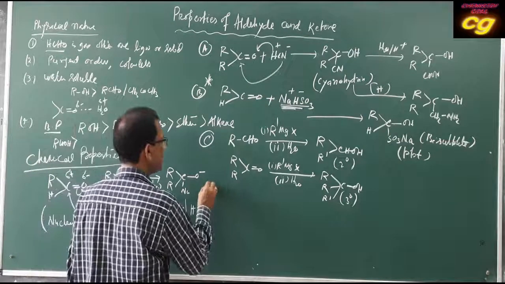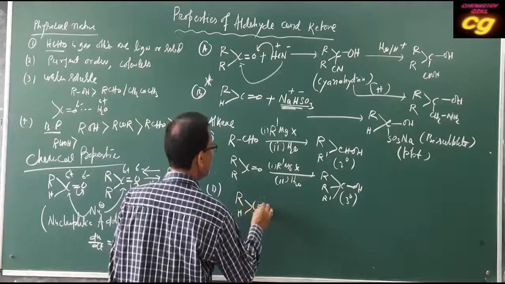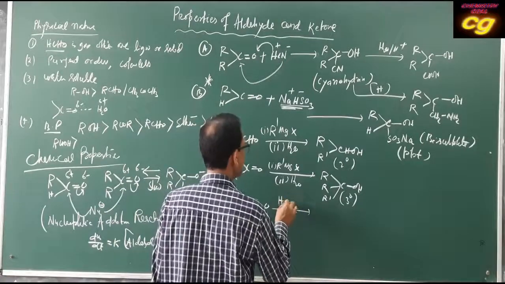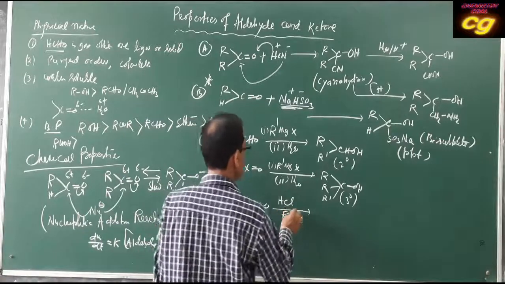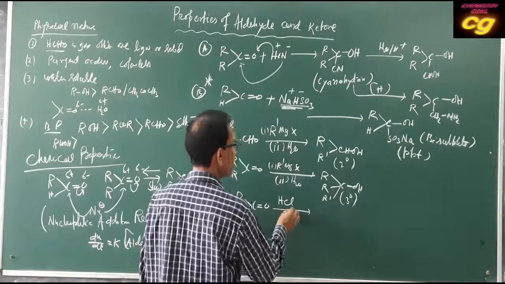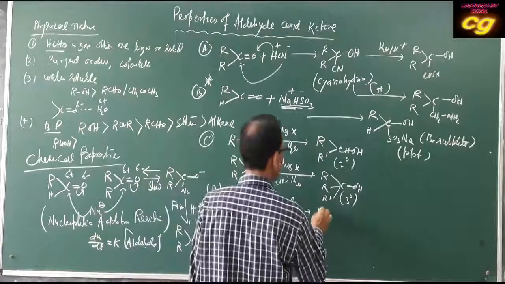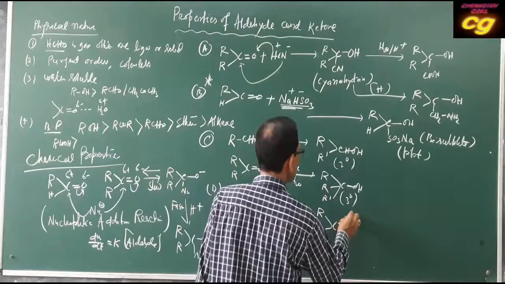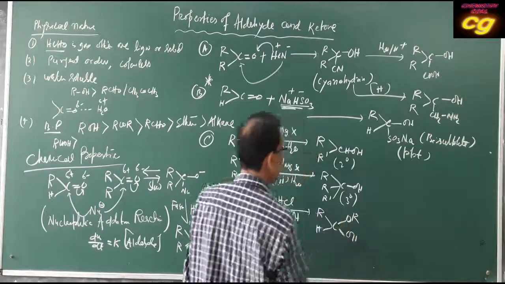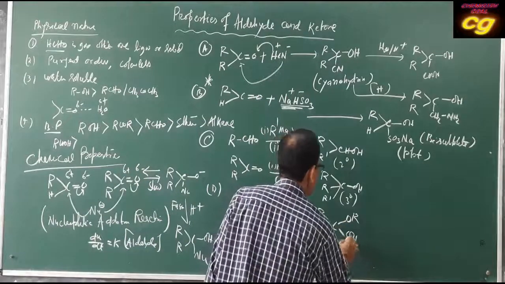So aldehyde and ketone can also react with alcohol. If you take an aldehyde and alcohol, generally it is in the presence of dry HCl. Then what happens? As alcohol acts as a nucleophile having a lone pair on oxygen, it attacks, then the bond breaks. The product will be R, H, C, OR, and OH. But this is the first product, and this is called hemiacetal.